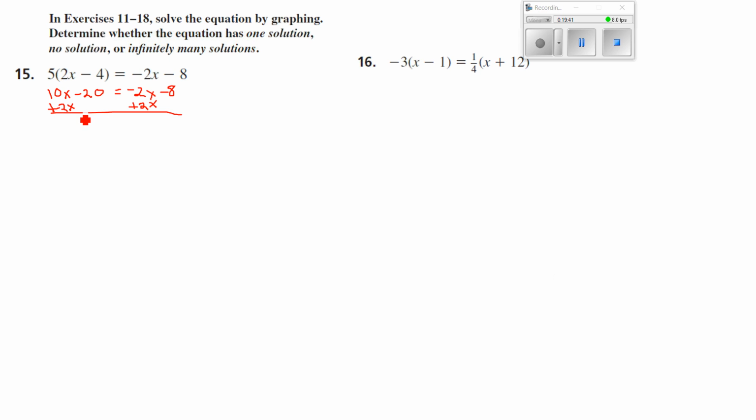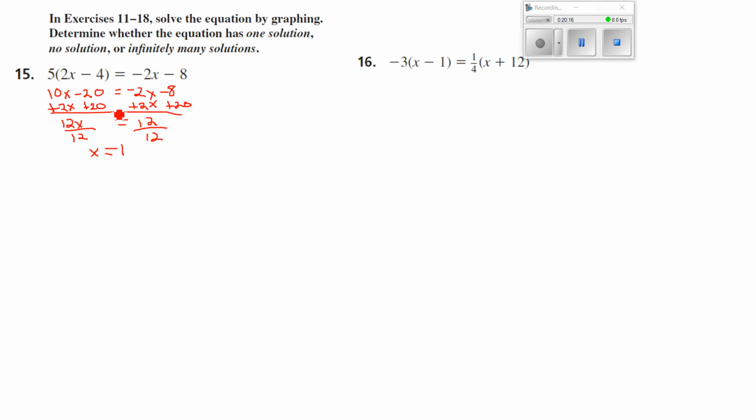And that's going to give me 12x. And I'm going to bring my numbers on the other side, so I'll add 20. And 20 minus 8 is 12. Now I'm going to divide by 12 to get x by itself, which means I divide the other side by 12, and that gives me x equals 1. All right? So that tells me there's going to be one solution.